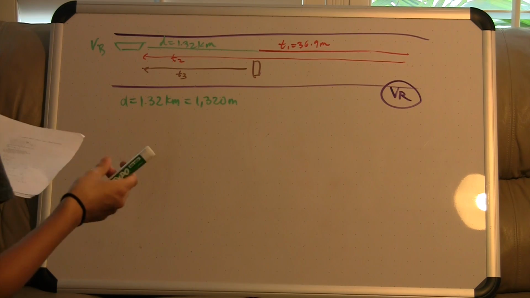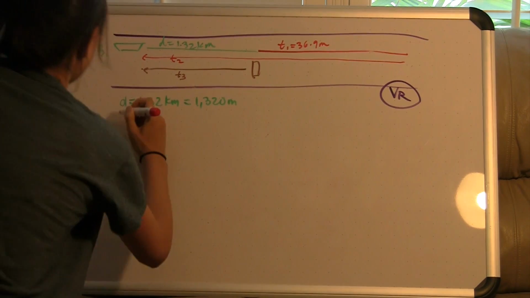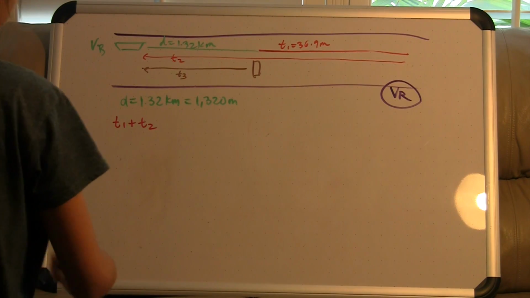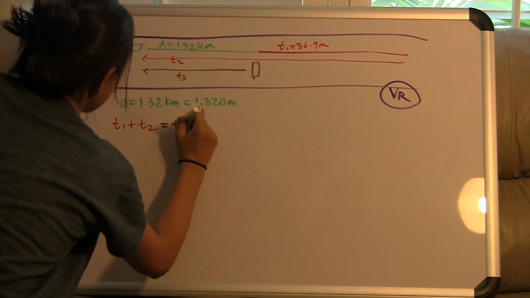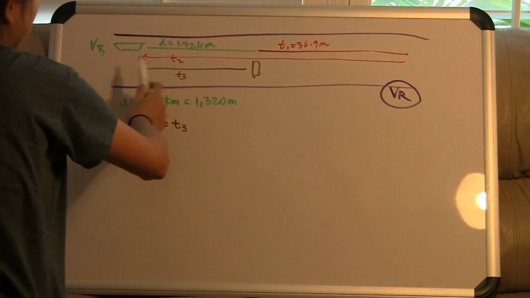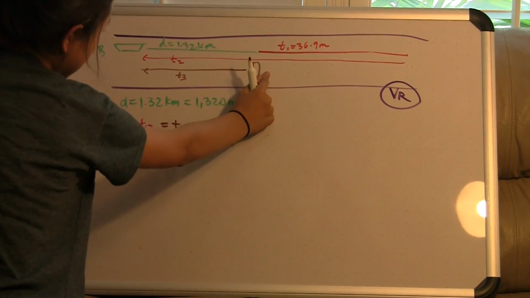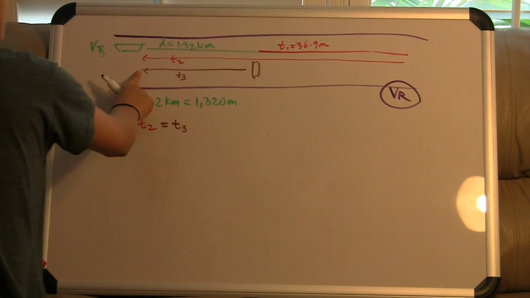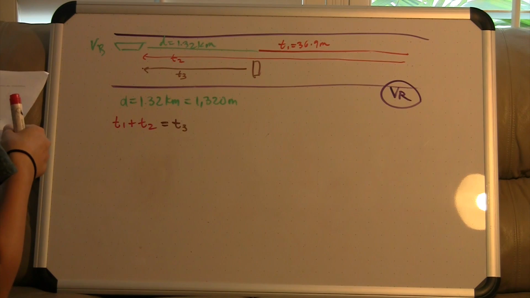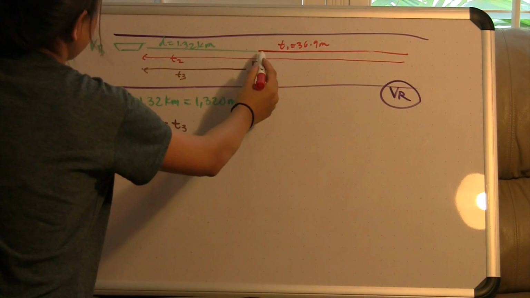So d equals that, and then we know that T1 plus T2 equals T3. So again, this is the time that the boat travels upstream and then all the way downstream, which equals the same time that the log takes to get from the point where they first see each other to the point where they end, and then see each other once again.